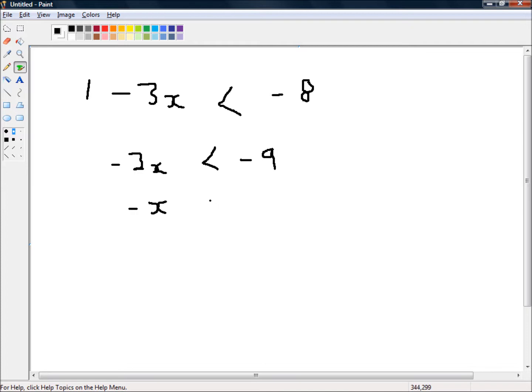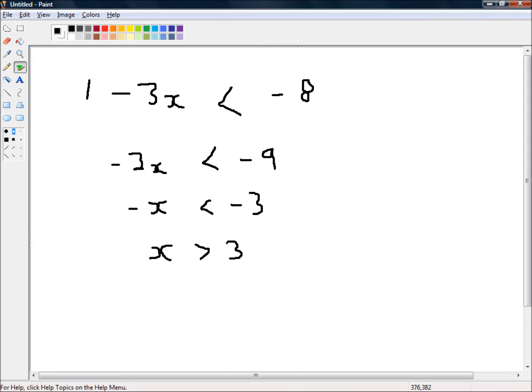negative x is less than negative 3. And now if we multiply both sides by negative 1, we have to change the inequality to make it the opposite. So that becomes x is greater than 3.